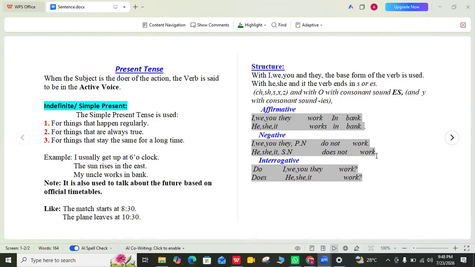And for interrogative, do or does comes at the start of the sentence. With I, we, you, they, you will use do for interrogative. Like do I work, do we work, do you work, do they work. And with he, she, it, does: does he work, does she work, does it work. And you have to put a question mark at the end of the sentence.